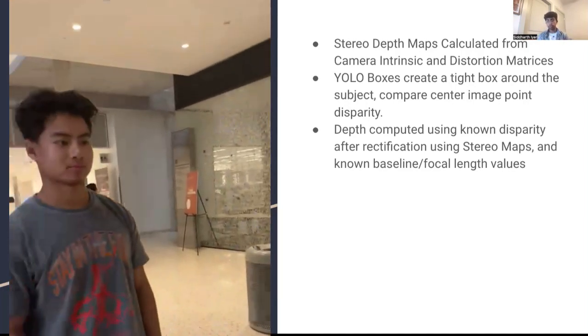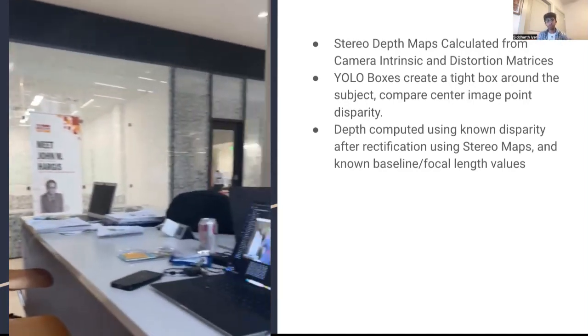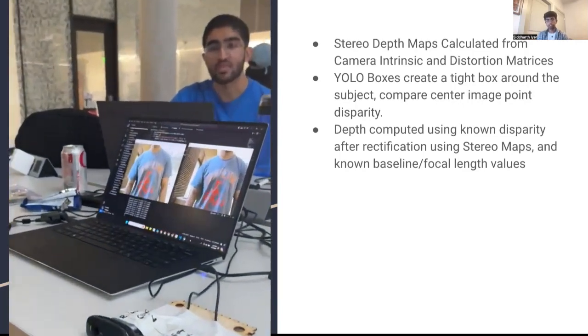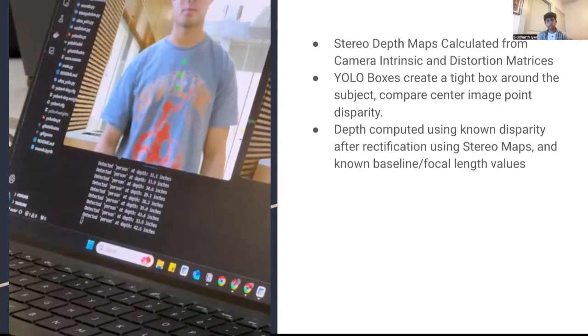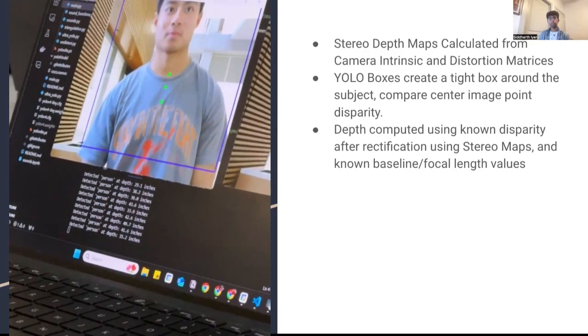We computed the center of the Yolo box. They were pretty tight, so it's a good measure of where the object is in both images. And using that disparity, we were able to calculate the depth.